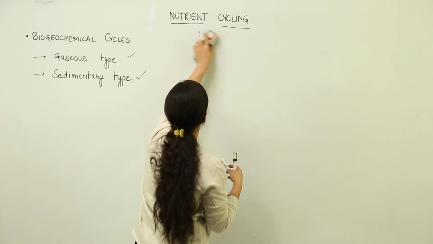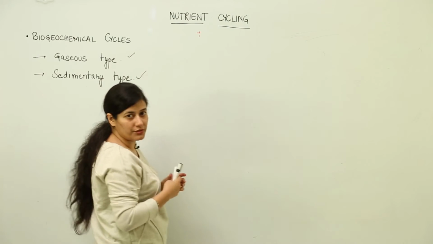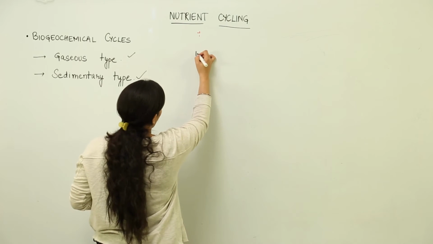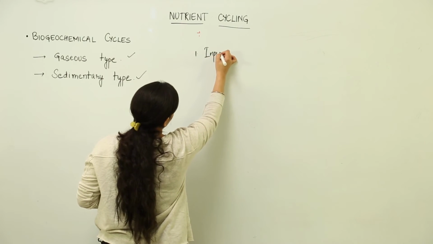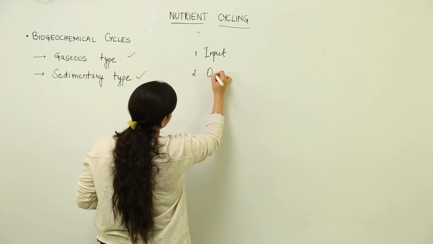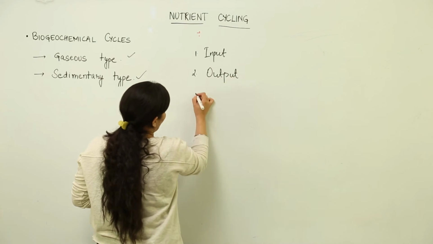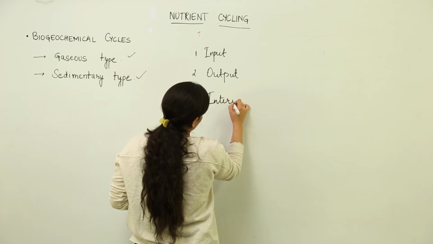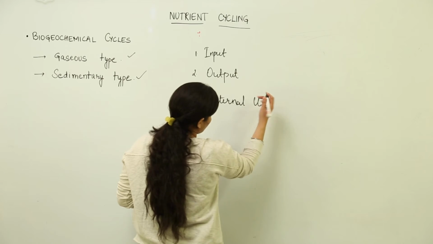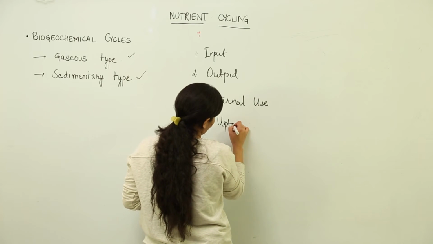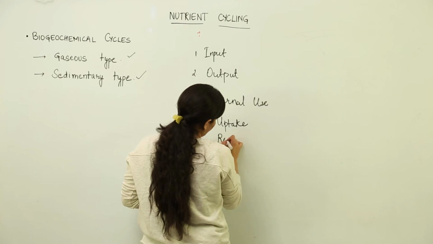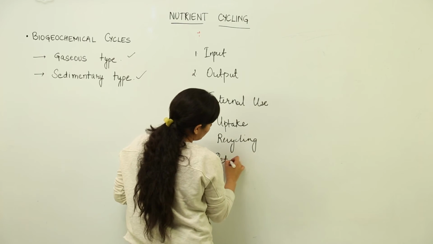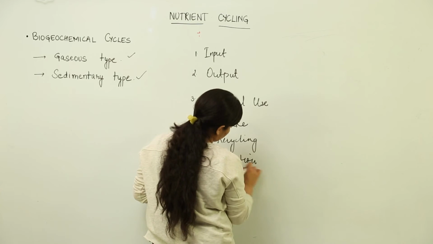But before that, do understand what is the ethos of nutrient cycling, meaning how this nutrient cycling is going to take place. If I have to understand it in a broader sense, I will have input of nutrients. There would be input, then there would be output, and then there would be internal movement, internal use. If I have to understand it in simple terms, it is uptake, recycling, this is internal use I am talking about, and retention of the nutrients within the ecosystem.